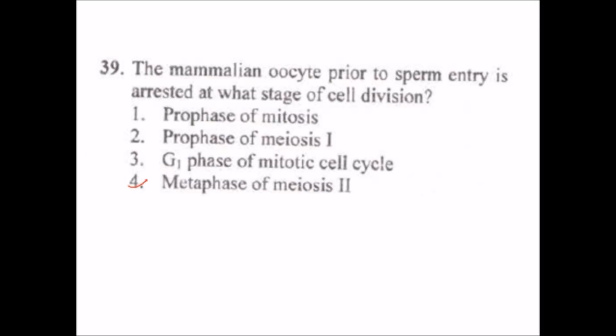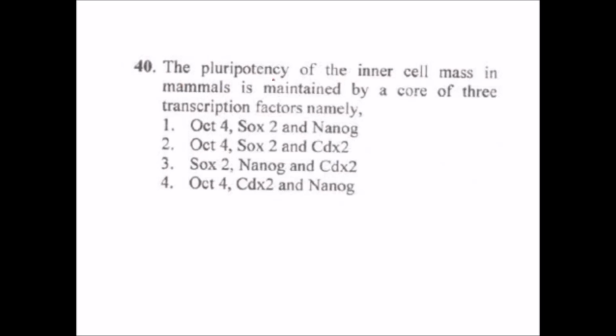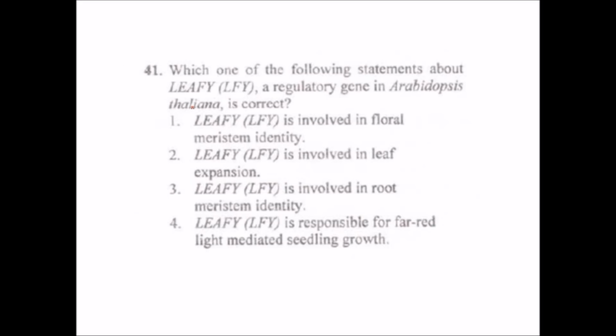So, the pluripotency of inner cell mass in mammals is maintained by the core of three transcription factors, namely OCT4, SOX2, and NANOG. So the answer will be number 1. I am just skipping most of the questions. I am only explaining the questions that need explanation, because I'm going to focus much on the part C.